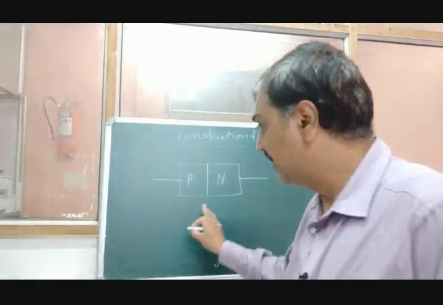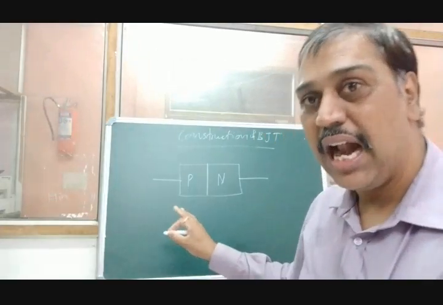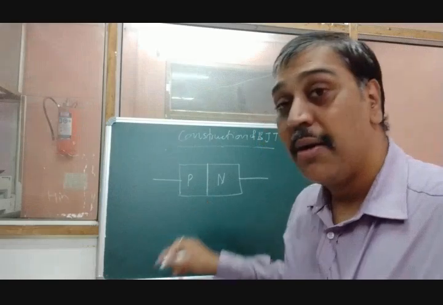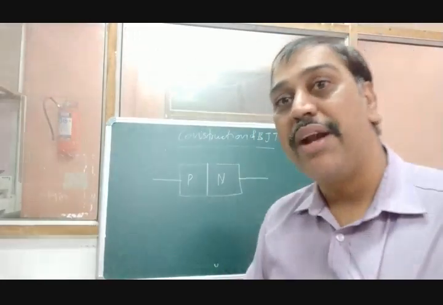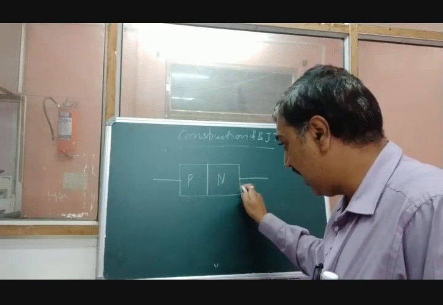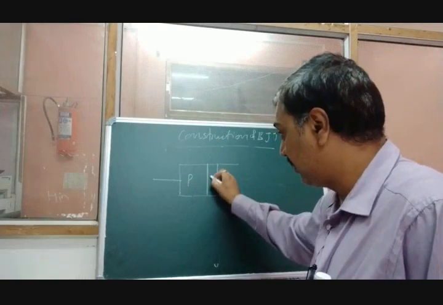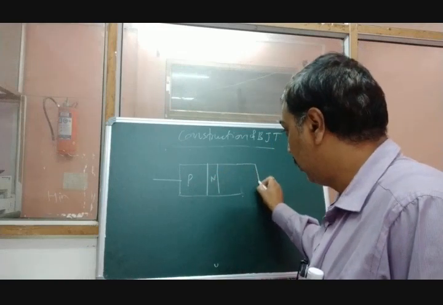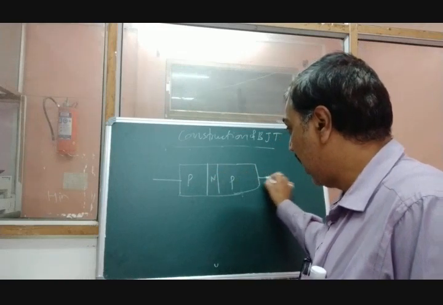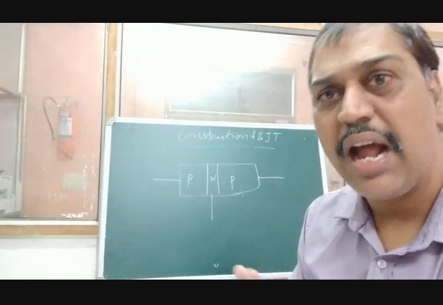That's it. This part we have already learned, if you remember. It is said to be a PN junction, and that is said to be a PN junction diode. But in case of a transistor, how many regions are there? Three. Suppose this is P, this is N, a very small region, and then there is another large region, P, and the three terminals. That is the difference between a diode and a transistor.